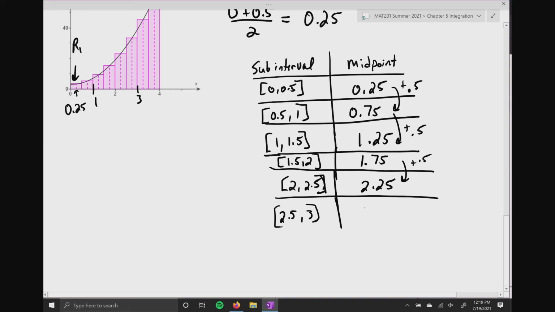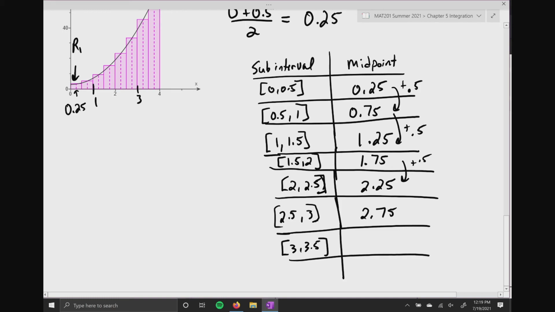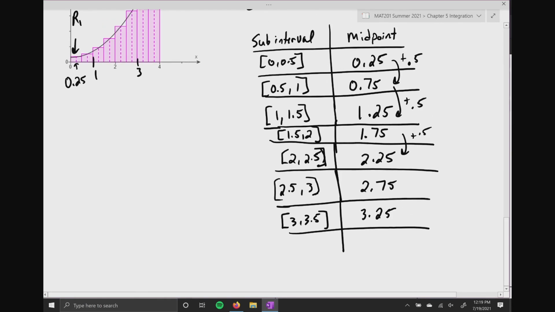And that's going to be 2.75. And then 3 to 3.5. My midpoint is 3.25. 3.5 to 4 is 3.75. Okay, so we have 1, 2, 3, 4, 5, 6, 7, 8 intervals.